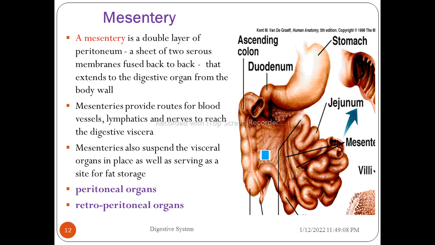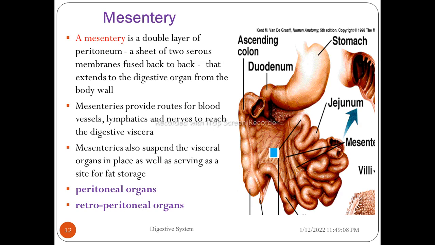So mesenteries provide routes for blood vessels. These thin red lines are blood vessels. The mesenteries provide the route for blood vessels, lymphatic vessels, and nerves to reach the digestive organs, from this place to this place, or from this place to this place.